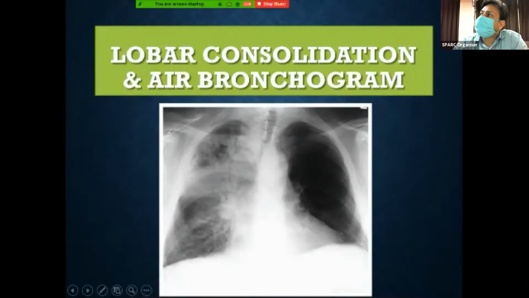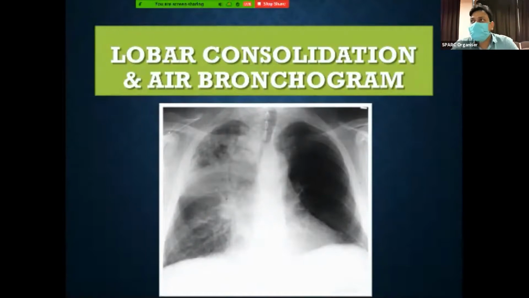In addition, you might also see air bronchogram. What happens is, although the alveolar spaces are filled by some material, the airways may be patent. There may be air in the airways which might produce linear lucencies. So these linear lucencies, like in this case, we see a lucent linear marking. These are called air bronchograms. So air bronchograms are sometimes seen in cases of consolidation.